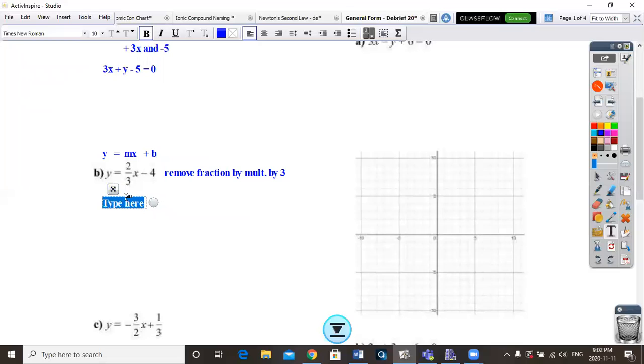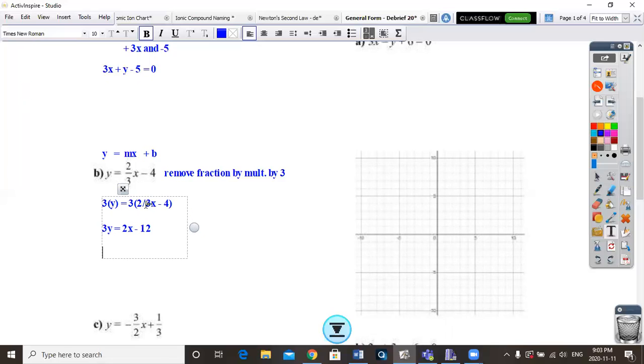So we're going to have something like this. We're going to have 3 times y equals 3 times 2/3 x minus 4. And so, of course, when we multiply 3 by everything, the 3 is going to cancel out with the denominator of the x term, leaving us with 2, and then it's going to be 4 times 3. So what we're going to get is 3y will equal 2x minus 12.